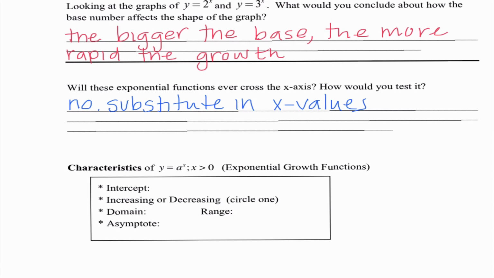But they do have some things in common. Our intercept is 0, 1. They are both increasing. Our domain is from negative infinity to infinity. And our range is from 0 to infinity. And our asymptote, once again, is y equals 0.